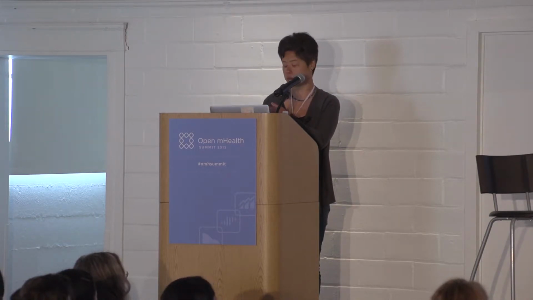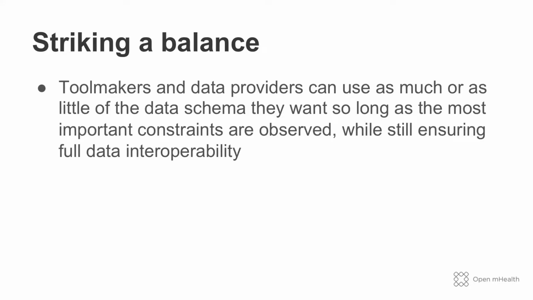It's going to be up to you as developers, either at the data generating side or at the data consuming side, to enforce those constraints programmatically. And of course, then you can add whatever constraints you might wish. So in striking a balance, toolmakers and data providers can use as much or as little of the data schema as you want, so long as the most important constraints are observed. And by doing so, we will ensure full data interoperability of what we choose to represent. Okay, so it's a balance, it's an ongoing balance.